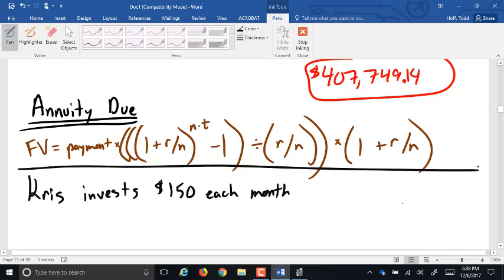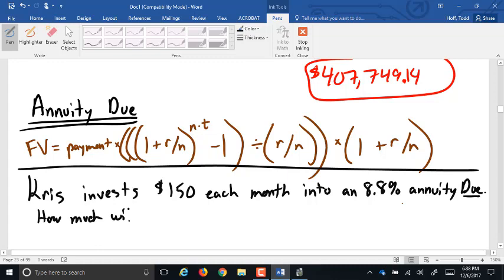So anyway, Chris invests $150 each month into an 8.8% annuity due. How much will Chris have in 20 years?